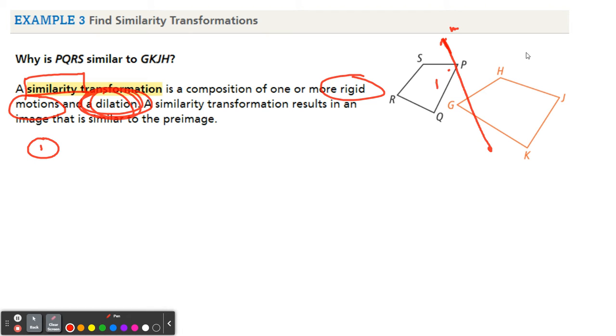So P prime is going to come here. S prime is going to go up here. Q prime is going to come up here, and R prime is going to go way up there. And here's my new figure. And you can see that it's close, right? I'm doing freehand, but it is oriented more closely, like P prime G, S prime H, R prime J, Q prime K, right? So they're oriented the same way, okay?